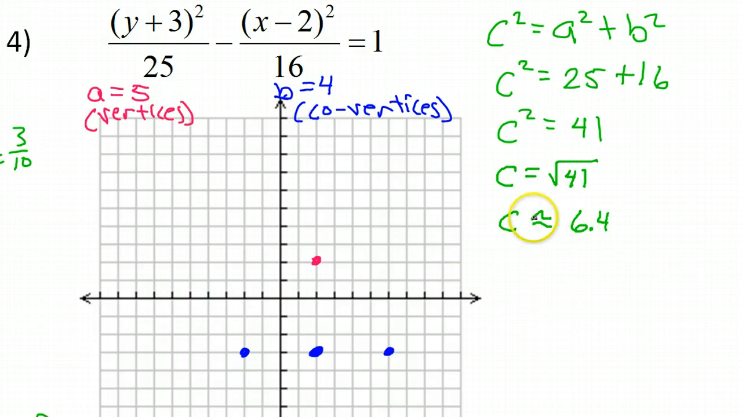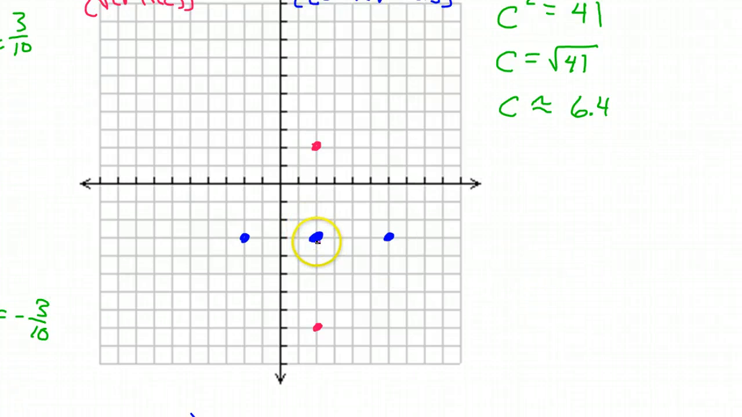When we use our c value to place the foci, we have to count from the center, and the foci should be in the same direction as the vertices, these pink dots here. So 6.4, counting from the center. There's 3, 4, 5, 6.4 would be about here. Should be the same thing here. So there are my foci.